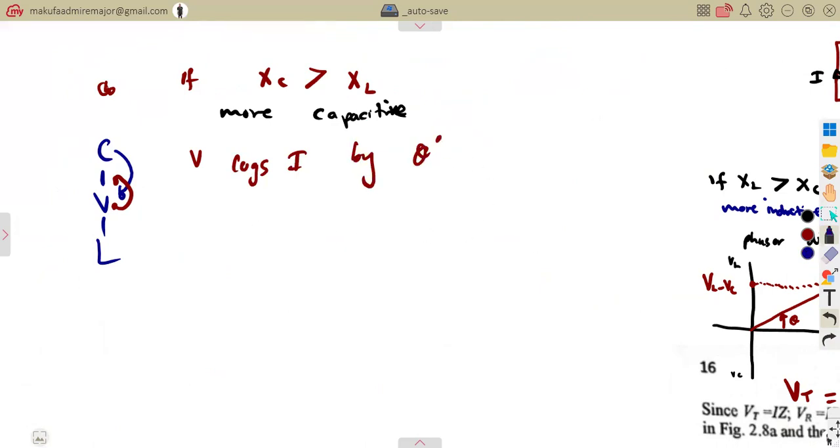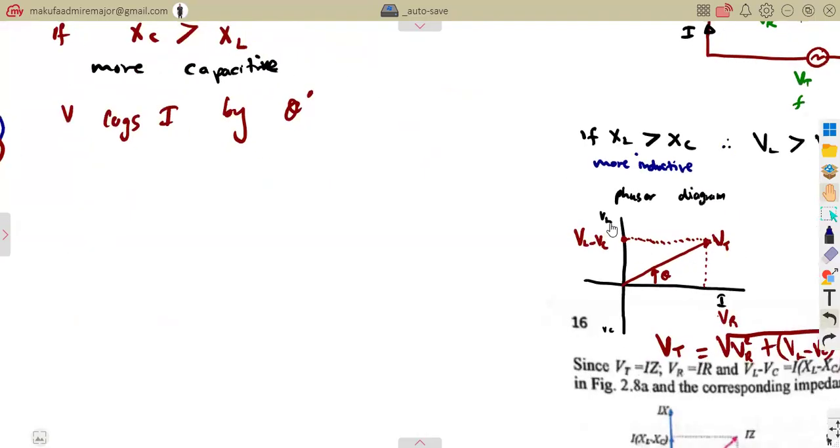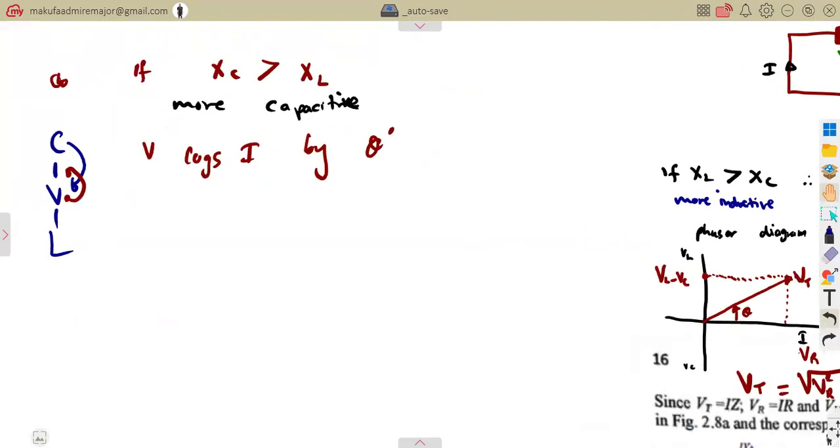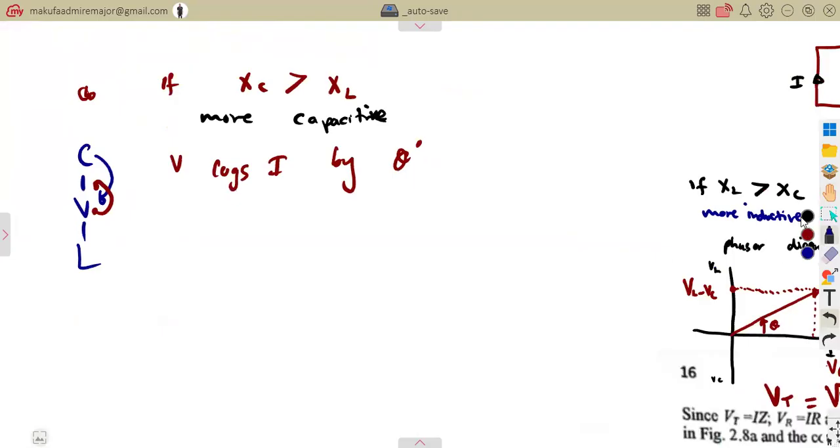So we are going to have these diagrams now down. This voltage was on top. This time we are going to have our phasor diagram with the voltage down here. This is where we are considering that VC is more than our VL, so we are going to have something like this in this case.